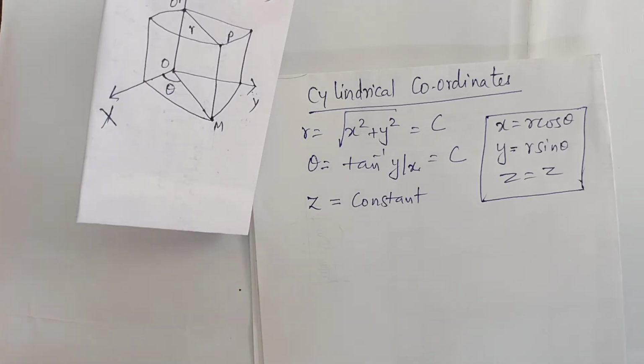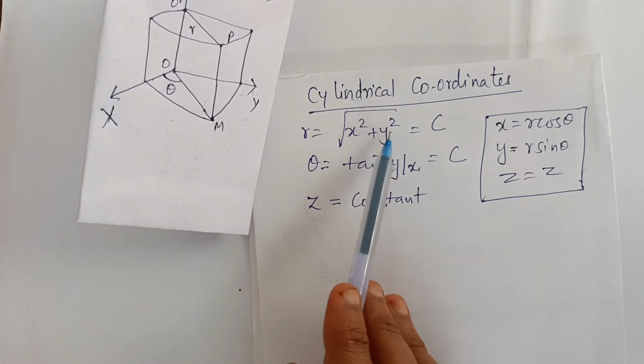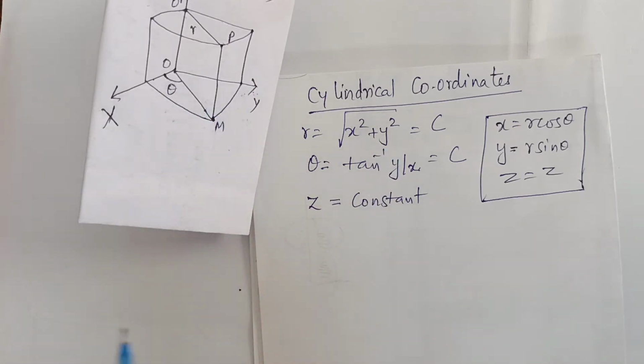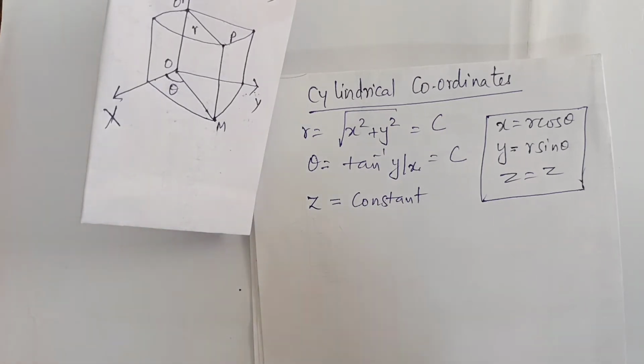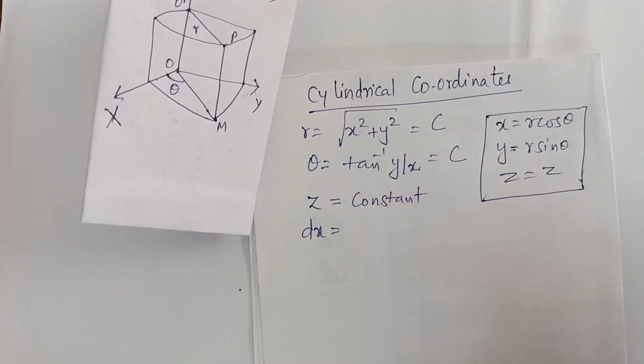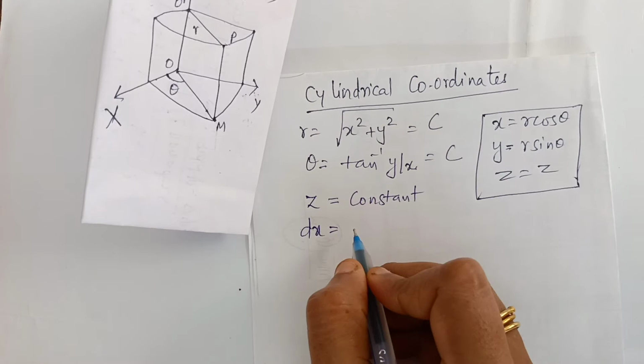Okay. So we have taken r is equal to root of x square plus y square and theta is equal to tan inverse y by x. Now we want, as usual, as we have done in spherical coordinates, to write dx, then dy, and then dz, and then write the line element in Cartesian coordinates as ds square is equal to dx square plus dy square plus dz square.